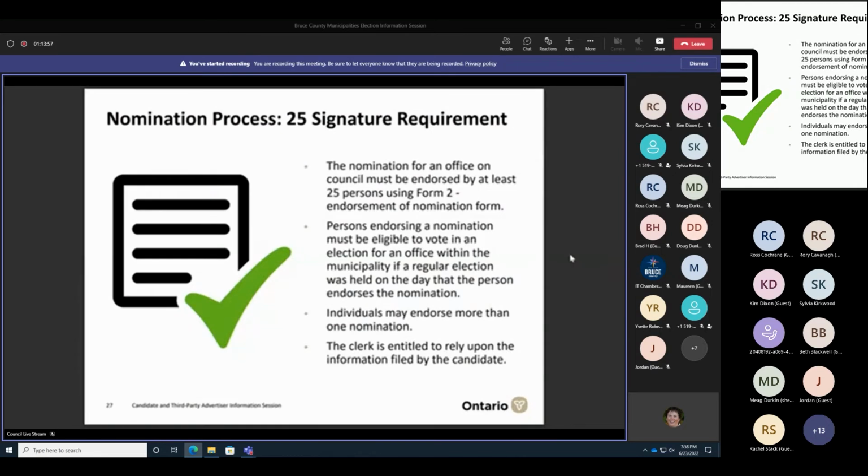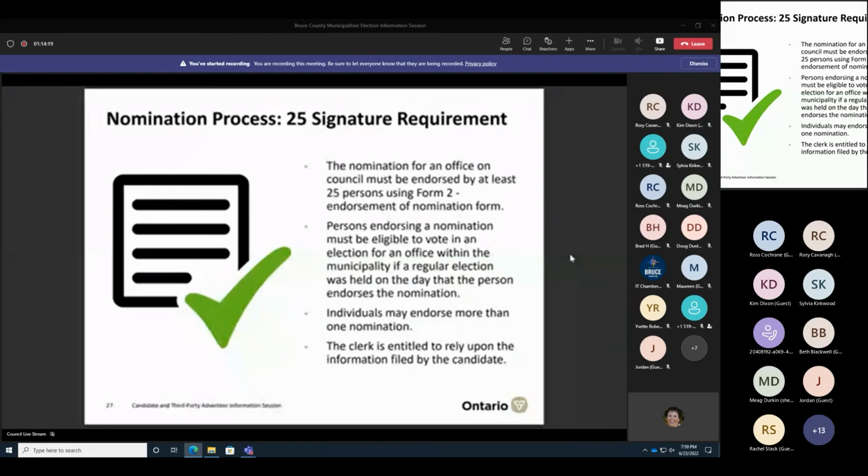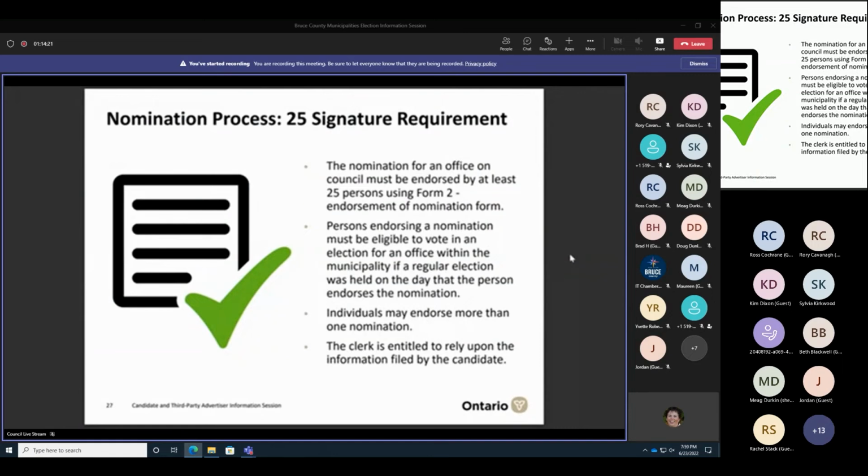Nominators can nominate more than one candidate and are not required to vote for that candidate. Nominators must meet the eligibility requirements of a municipal elector at the time they sign the nomination form. In a ward system, the nominator can be anyone who's eligible to vote in the municipality, not just the ward. So both the clerk and the candidate are entitled to rely upon the information provided by the nominator.